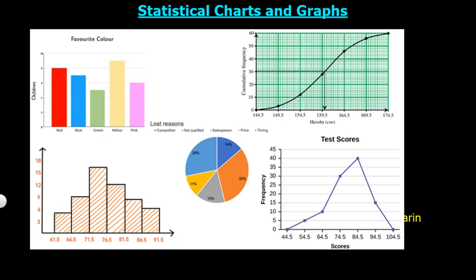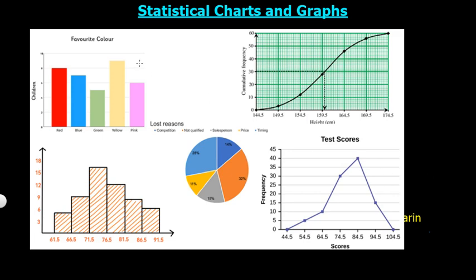So when we say statistical graphs and charts, these are basically graphs that we use in representing data in statistics. They range from the bar chart, the pie chart, histogram, frequency polygon, cumulative frequency curve, and so on. So those are statistical graphs that we use.